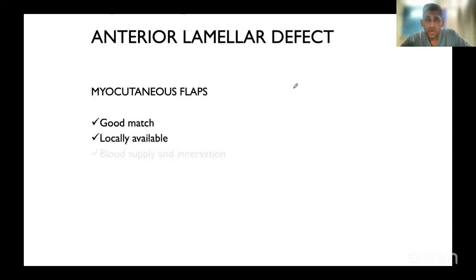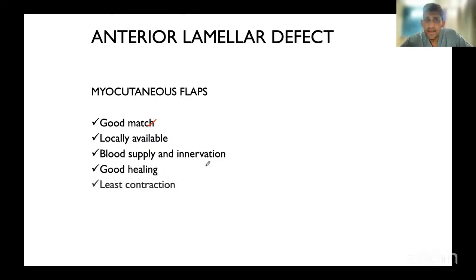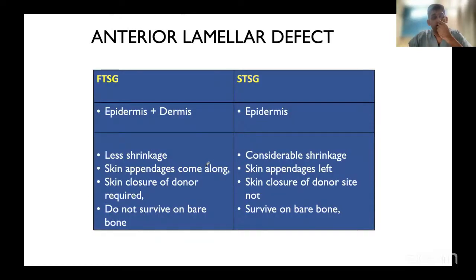Now, myocutaneous flaps are always the best way to reconstruct an eyelid tissue, or any tissue on the whole body, because they are a perfect match, with skin color matching each other. It's locally available, with rich blood supply and innervation of the nerves, and healing is faster with the least contraction and excellent function. Second, what we can use is skin grafts.